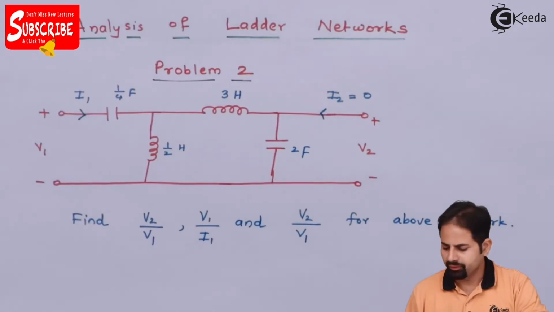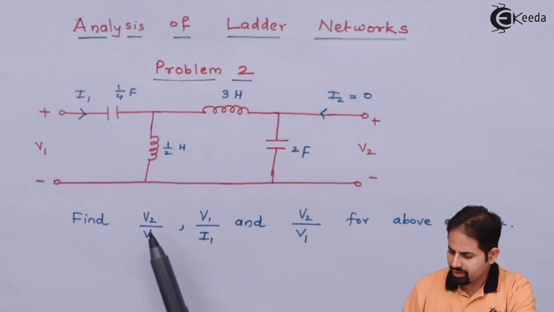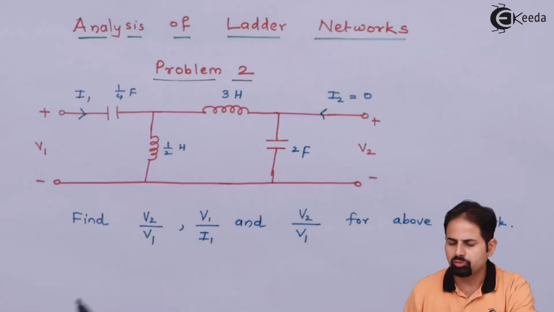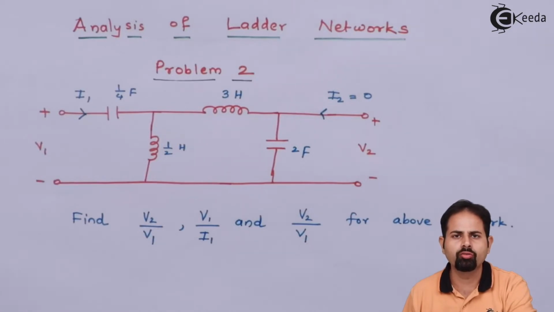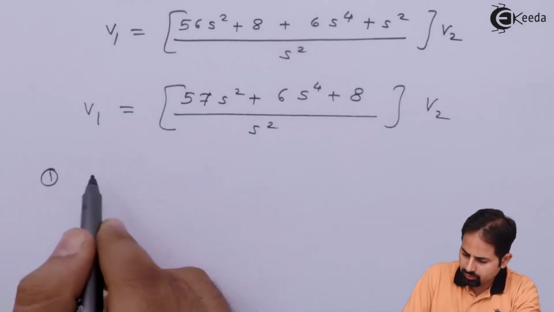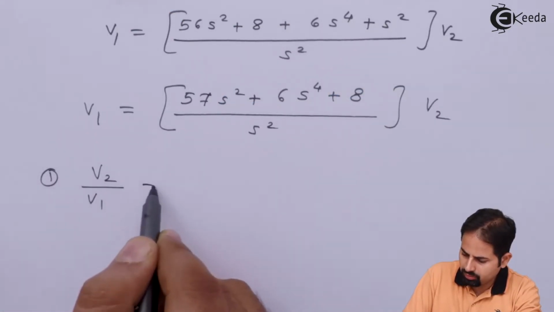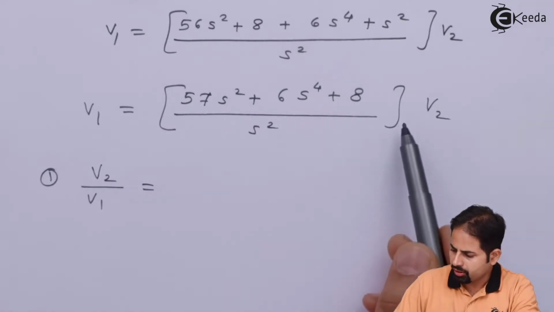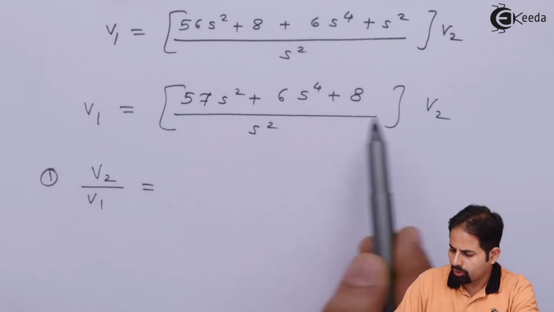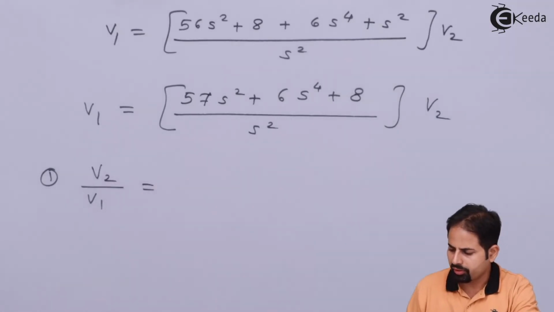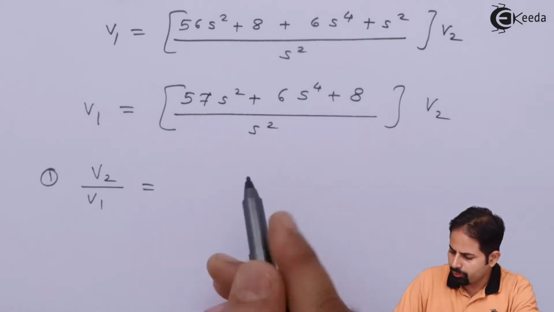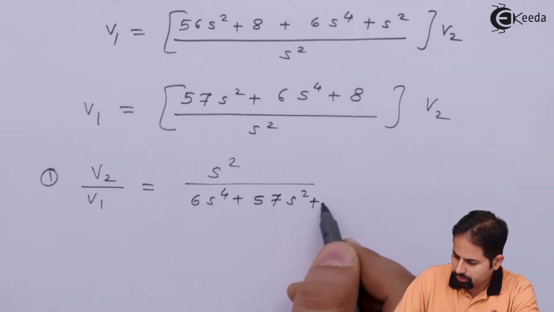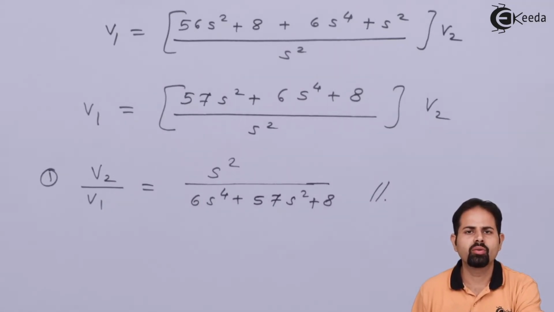So this is our page 1. Here they are asking us V2 upon V1, V1 upon I1 and V2 upon V1. So we will write V2 upon V1 first. From the expression above, we can easily write V2 upon V1. This term will go here, so V2 upon V1 will become this. This is how easy it is.